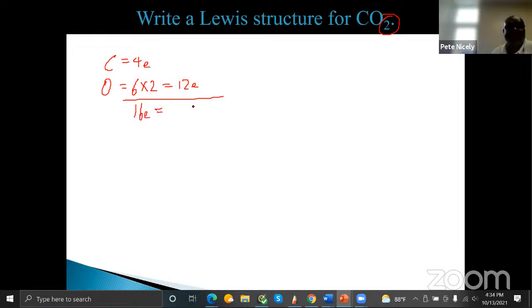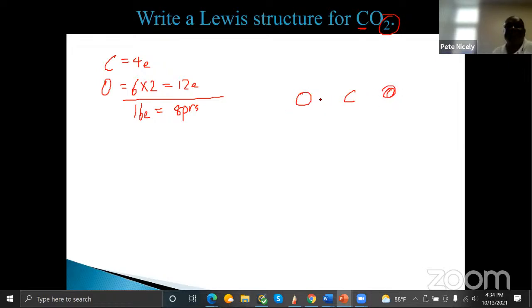Now, what I like to do is express them in pairs. So 16 electrons will be equal to 8 pairs, all right? Then I would have the skeletal arrangement of the atoms. In this case, because carbon is the less electronegative element compared to oxygen, I'd put that in the middle. It's also a single atom. So for those 2 reasons, the carbon will be placed in the middle.